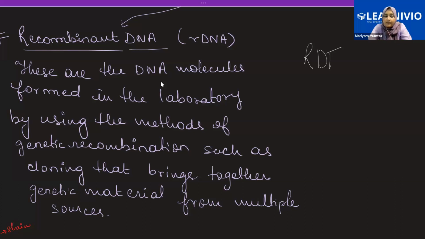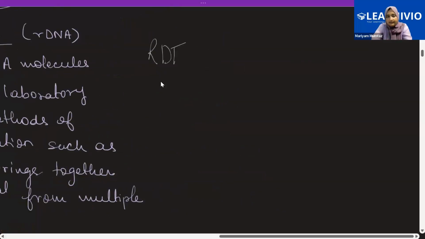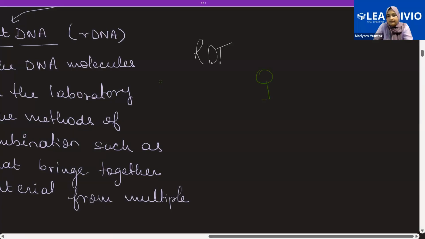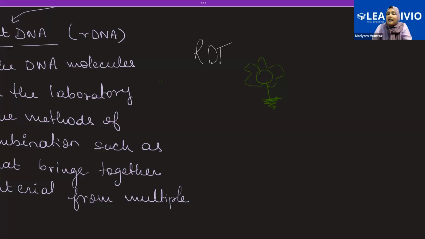So what is recombinant DNA? These are the DNA molecules we form in the laboratory. Humans do it. Imagine, for example, let's say there is plant A. It has a character that it can grow in very high salt soil conditions. This is A. And then there is plant B. It has a character that it can grow in all seasons. Plant A can grow in high salt concentration but cannot grow in all seasons. Plant B can grow in all seasons but cannot grow in high salt.